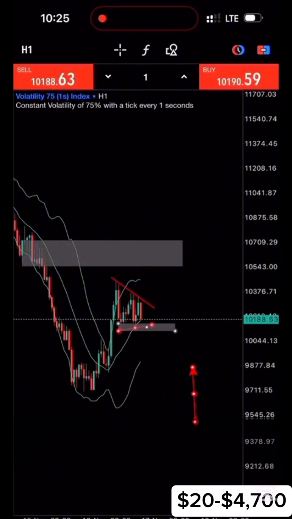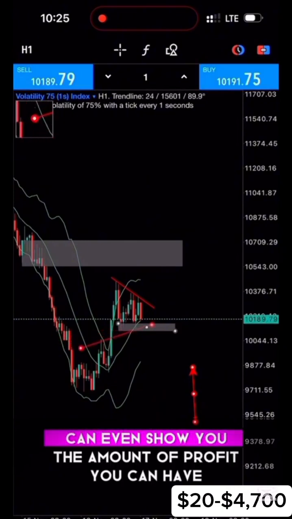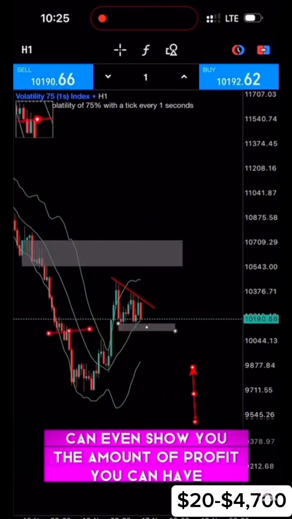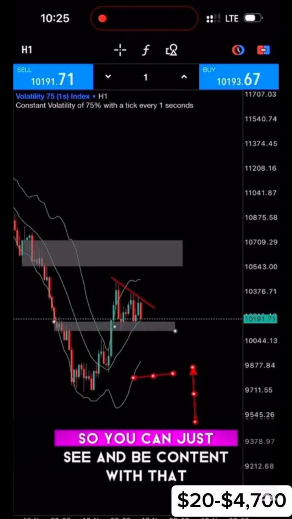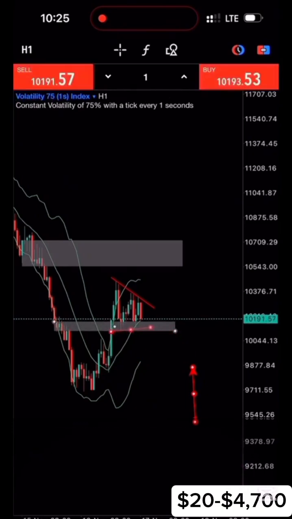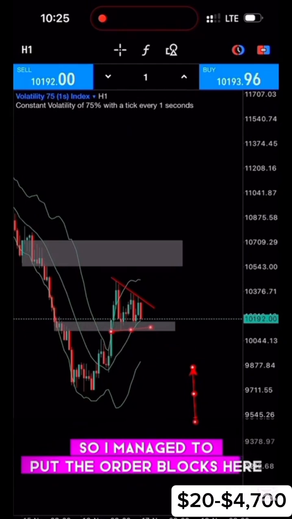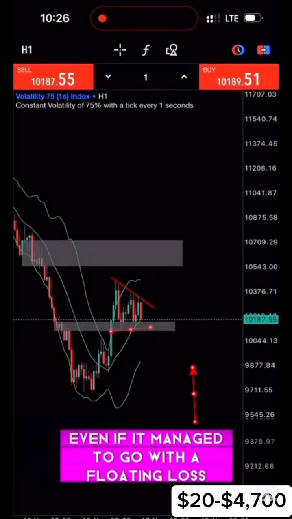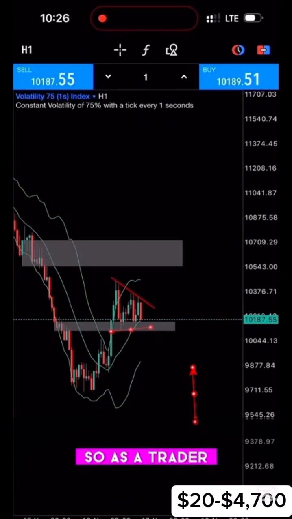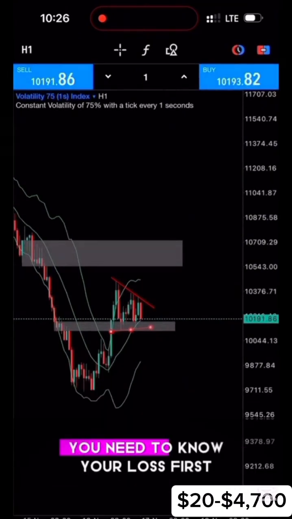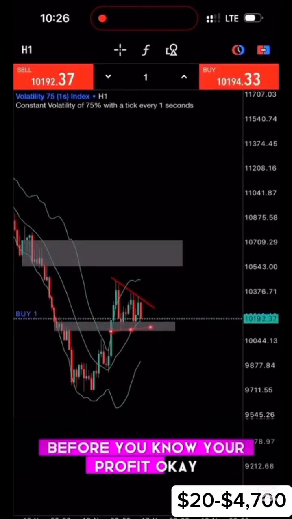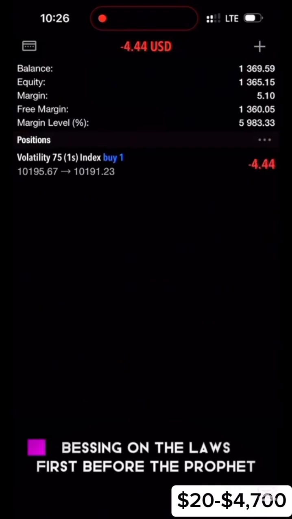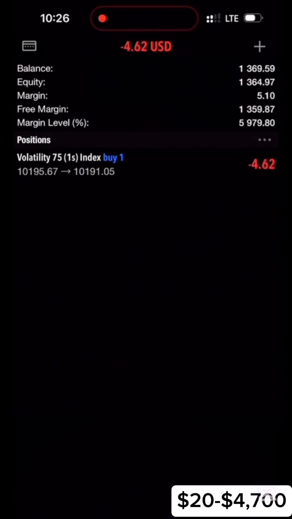You can put one. The TP nowadays can even show you the amount of profit you can have. You don't need to calculate using pips, so you can just see and be content with that. I put the order blocks here so that I know that even if it goes with a floating loss, I will not suffer that much. As a trader, before you execute your position, you need to know your loss first before you know your profit. You need to trade basing on the loss first before the profit.